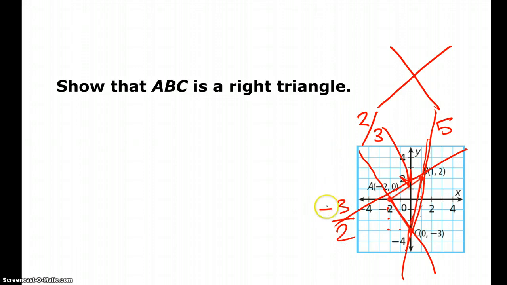So this one's negative, this one's positive, this one's 3 over 2, this one's 2 over 3. These lines have to be perpendicular because their slope is opposite and reciprocal. And if they are perpendicular, then they make a right angle. And if there is a right angle, then this is a right triangle. So you'll have to do something like that on your quiz or your test, and we can talk about that more tomorrow.